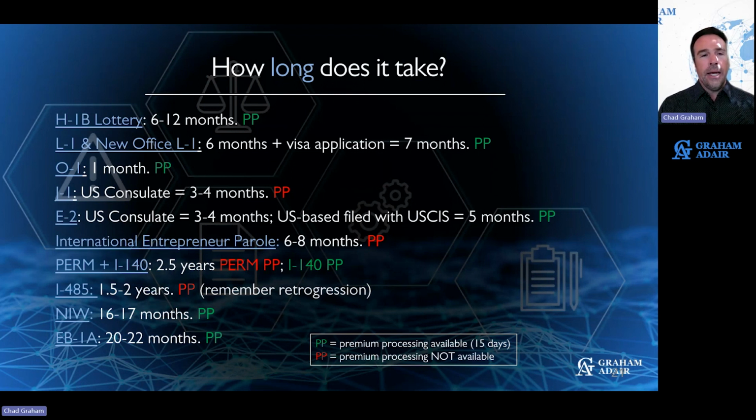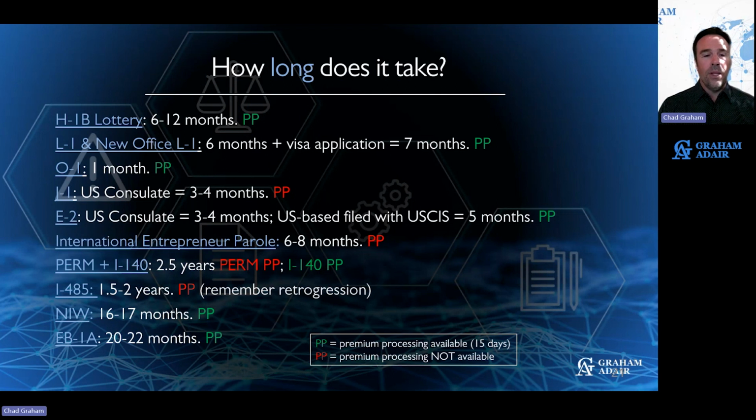But the question on how long it takes, I've got here listed how long each process takes. And then where premium processing is available, I've listed a PP in green. Where premium processing is not available, that PP is in red. So most of these allow for premium processing. The ones that don't, and as you may remember, premium processing requires that additional $2,500 government fee in order to get an approval within a matter of weeks instead of months in most cases.